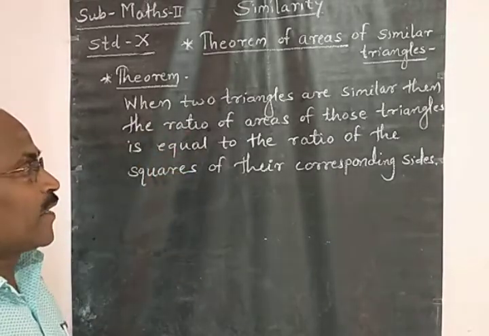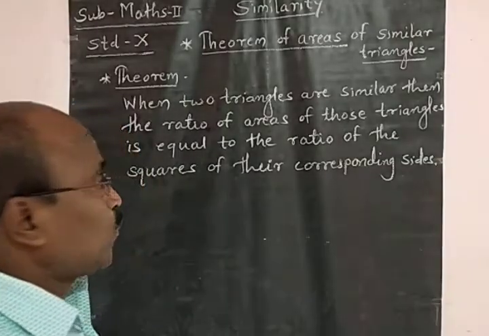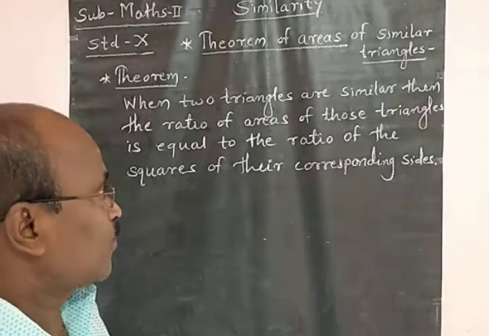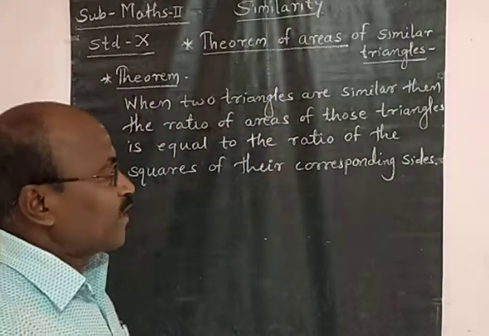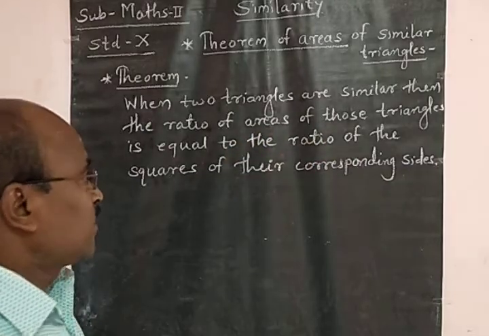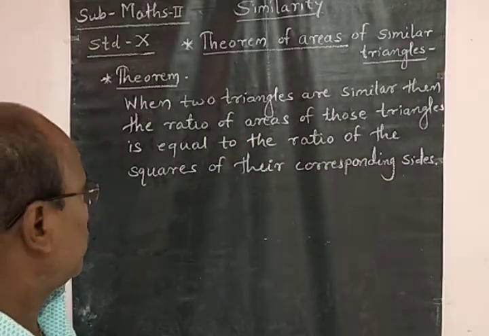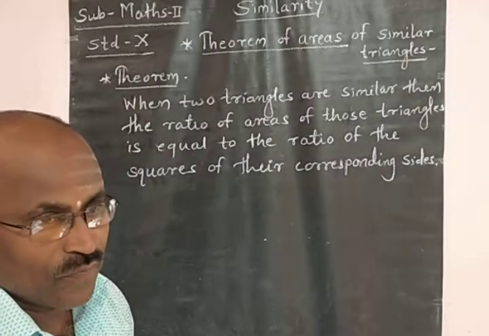When two triangles are similar, then the ratio of areas of those triangles is equal to the ratio of the squares of their corresponding sides.